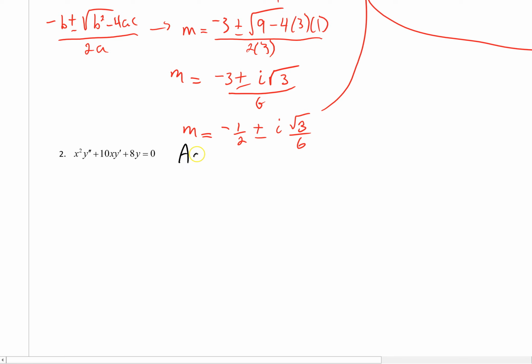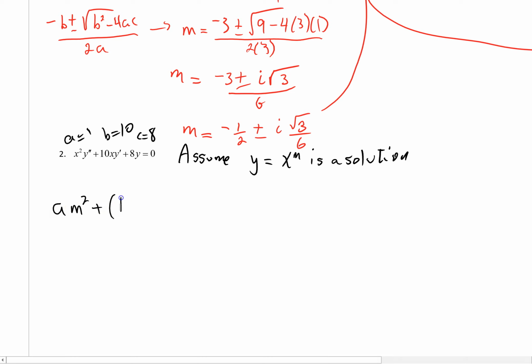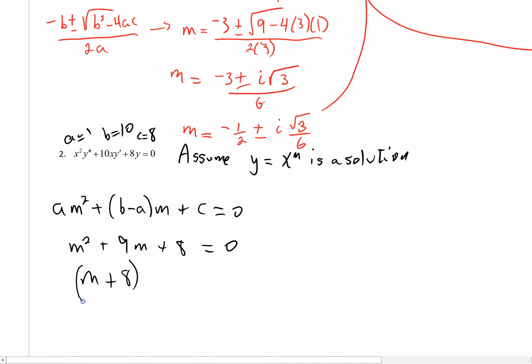Let's see what we're going to have for number 2. We can assume that y equals x to the m is a solution right here. And our a would equal 1, our b would equal 10, our c would equal 8. And of course, we're going to have am squared plus (b minus a)m plus c. And this is going to be 1m squared. Well, what's 10 minus 1? Well, that's going to be a 9. And then we just have a plus 8. This thing's going to factor pretty fast to (m plus 8)(m plus 1) equals 0.